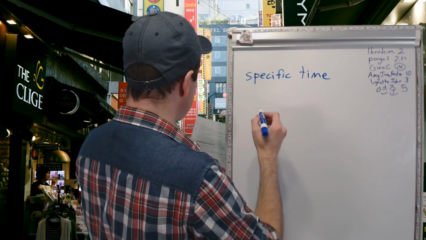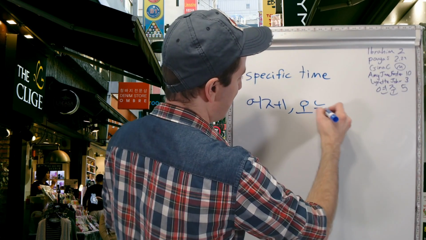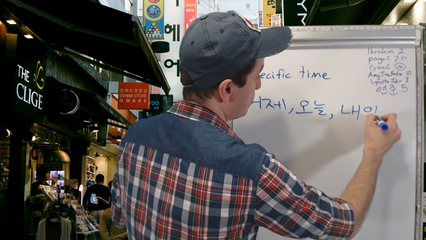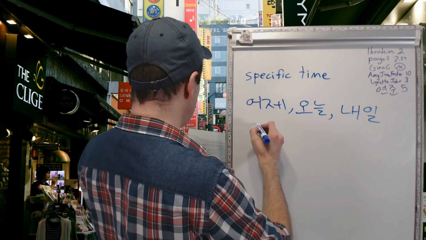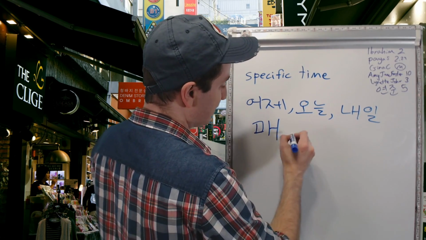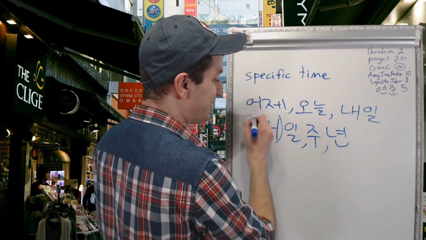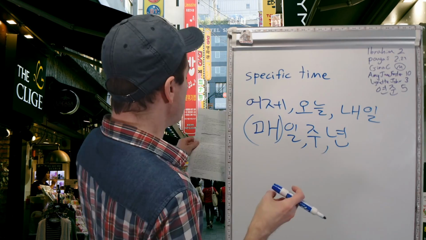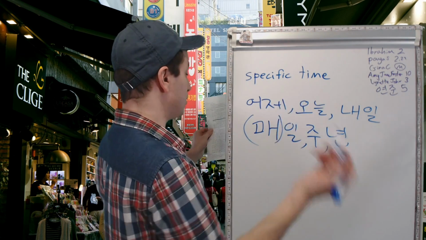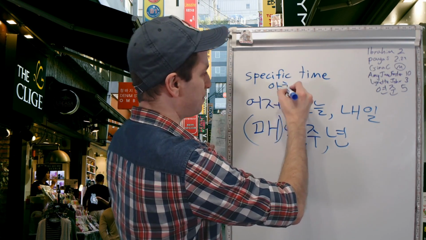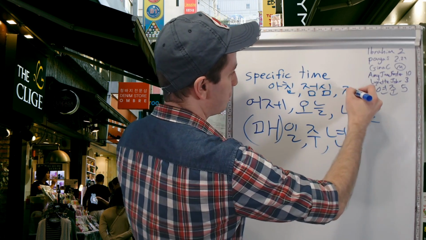But you're not going to be using it with things like 어제, yesterday, 오늘, today, 내일, tomorrow. You're not going to use 오늘에, 내일에, 어제에. It's also not used with any word that starts with 매, like 매일, 매주, 매년, every day, every week, every year. But it is used after specific times. So again, that would be hours. It's also 아침, as I said before. 점심, which would be lunchtime. And then 저녁, for evening.